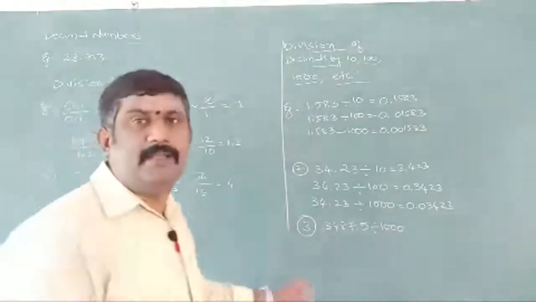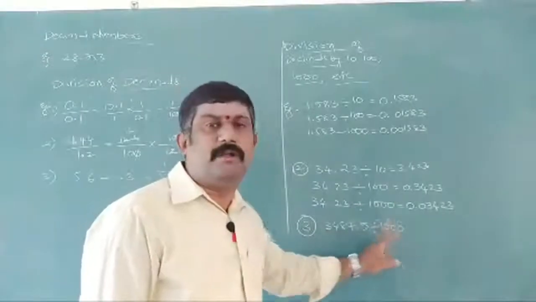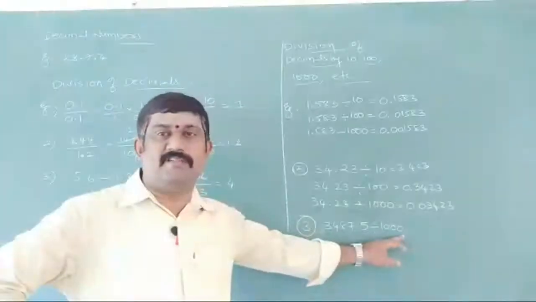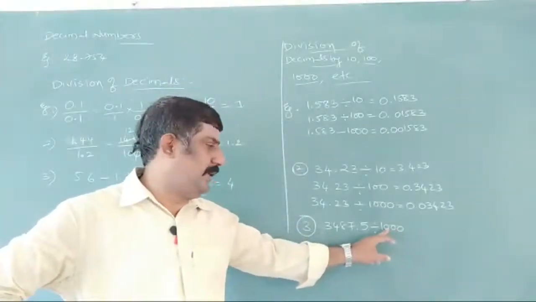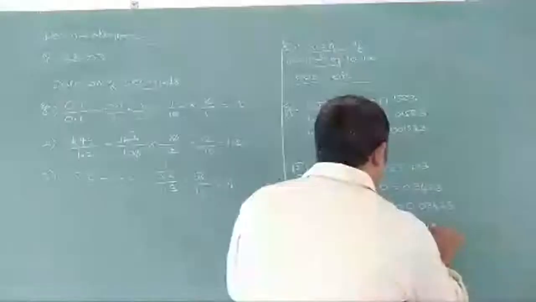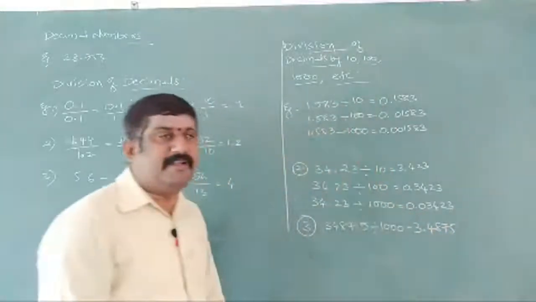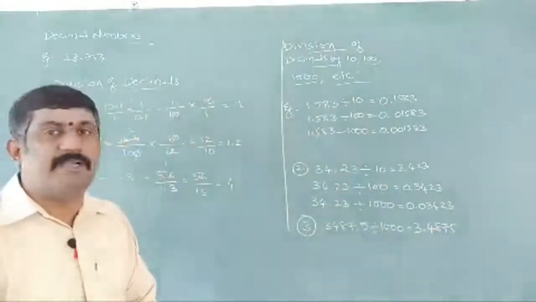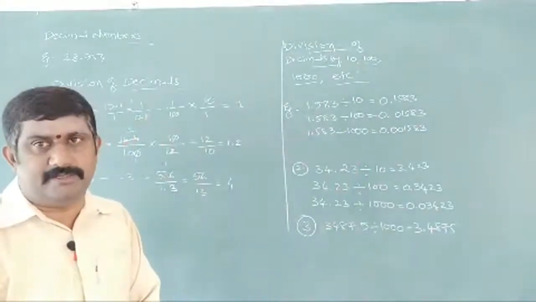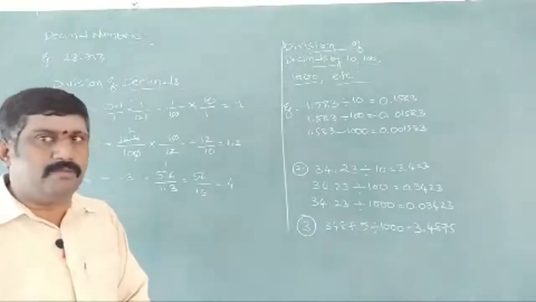One more example I am taking here. 3485 divided by 1000. How many zeros do we have? 1, 2, 3. So I think 3.485. So like this we can take division of decimals by 10, 100, 1000, etc. And one more small topic, division of decimals by whole numbers.